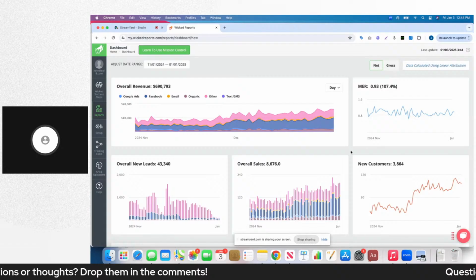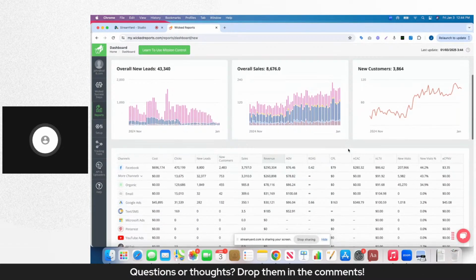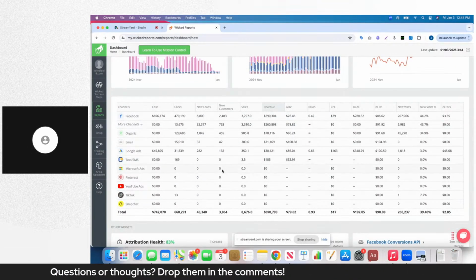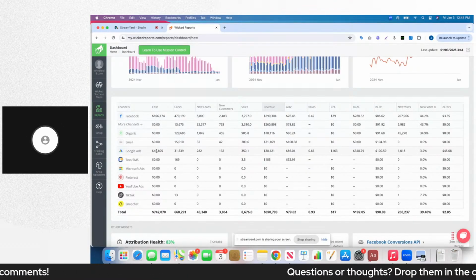The reason why I call this out is not to say, look how good we are, or to brag, but I want to explain how you can get there and the metric to watch. So as I scroll down here, you're going to see a whole bunch of channels. Now we have $700,000 in cost here, and then we have $45,000 in cost here.